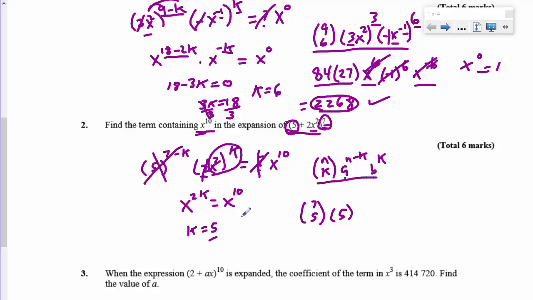So it's going to be 7 minus 5, which is squared, 5 squared. B is this term right here, which is 2x squared, and it's raised to the power of k, which is again 5. So now really all I have to do is figure out what this is, and that will be the answer.